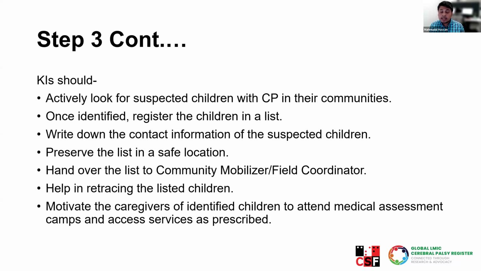After the training, key informants should actively look for suspected children with CP in their communities while doing their own work. Once identified, they should record the suspected children in a structured list. They must write down the contact information of the suspected children. This is very important for retracing and assessment. Once completed, the key informant should preserve the list in a safe location and hand over the list to the community mobilizer. KIs might need to help the community mobilizer in retracing the listed children. Last but not least, KIs should motivate the parents of identified children to attend the medical assessment camp and access the services if referred.